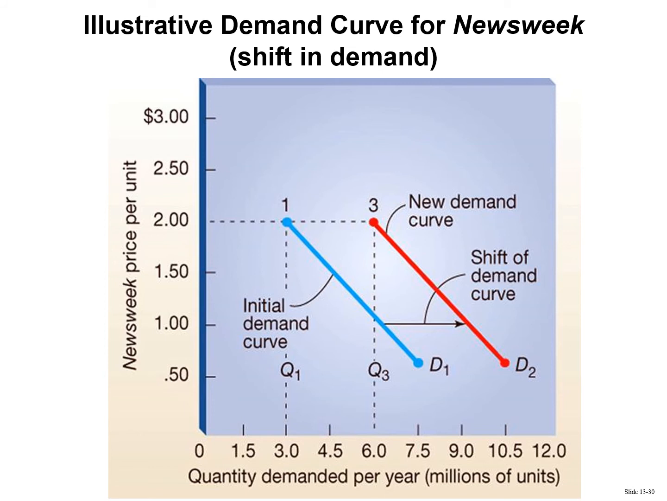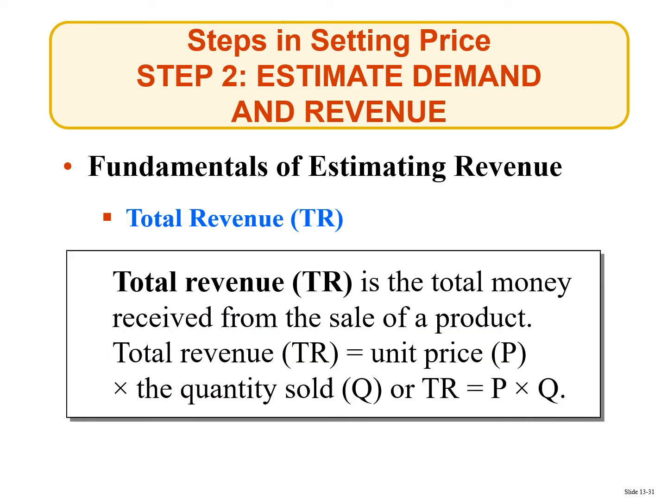So your initial curve goes from point 1 to point D1, but your new demand curve, because you started off at selling 6 million units, will completely shift as 3.3 to point D2. So there can be a shift in demand based on various demand factors. So you have the initial demand curve, you have the shifted demand curve, and now you have a new demand curve, and that can happen because of different demand factors.